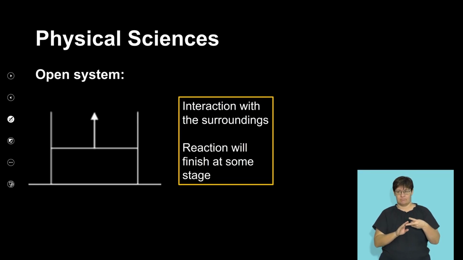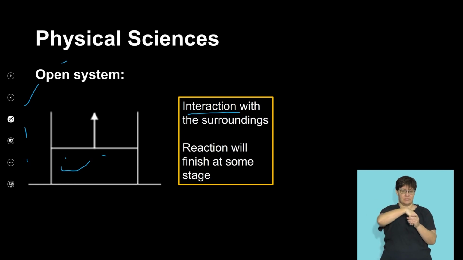If we look at an example, this is a beaker, or a reaction vessel, where we have our chemicals in. We can see that this is open, and it is physically open as well. So there is some interaction with the surroundings. This is the surrounding, anywhere around that vessel, and the reaction at some stage for an open system will finish.